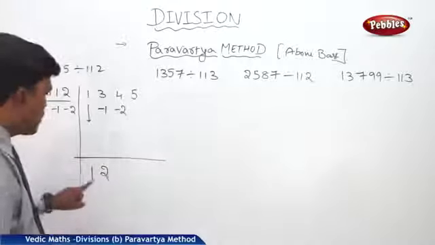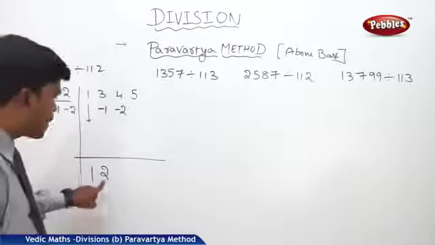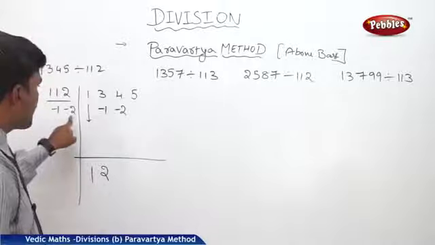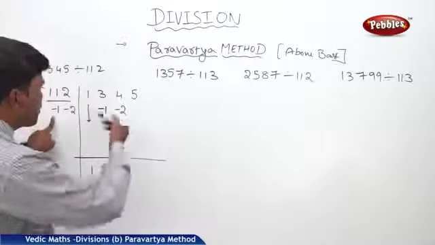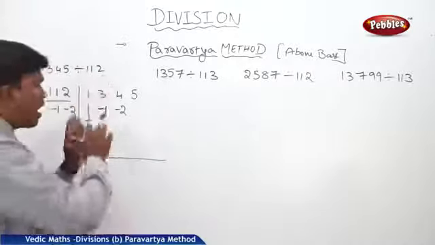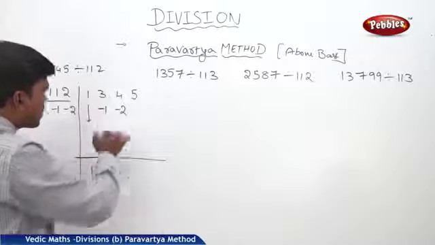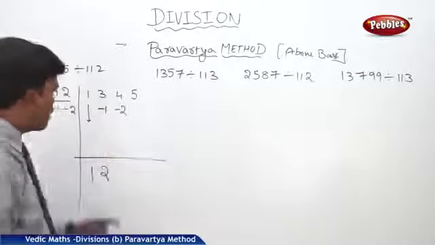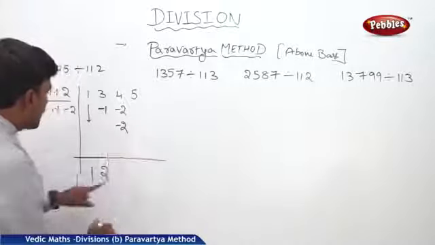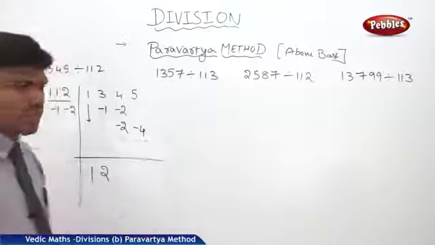After writing 2, again multiply this second quotient digit with the negative complements. So 2 into minus 1, minus 2. In the third row you need to start from the third column. This is the first column, second column; now you have to start from the third column. So 2 into minus 1, minus 2; 2 into minus 2, minus 4.